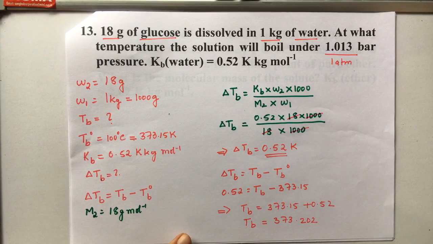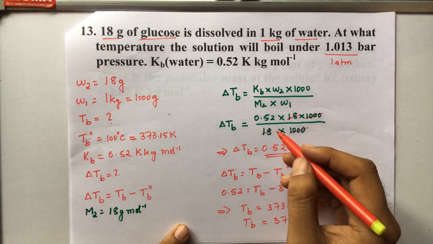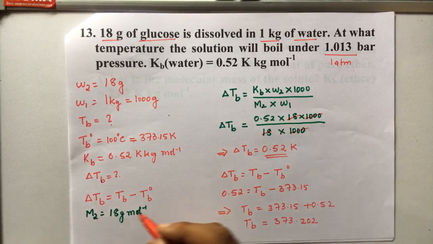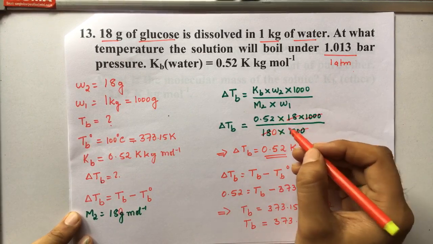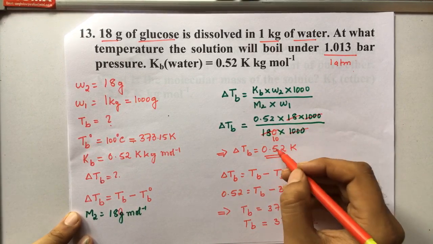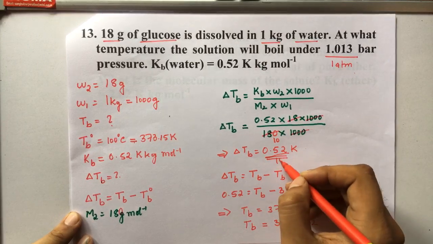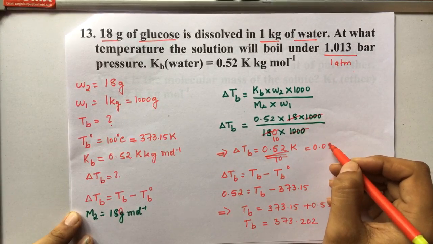That will be equal to 0. Students, we have taken 18 gram of glucose. Sorry, this is said to be 180, not 18, since it is glucose. This should be 180, so this will be equal to 10. Divide by 10, so this will be equal to 0.052.